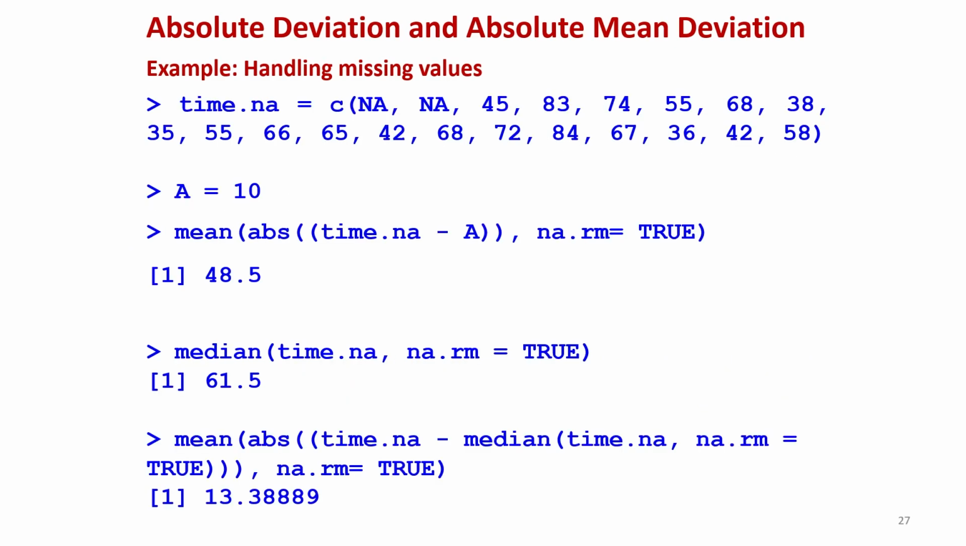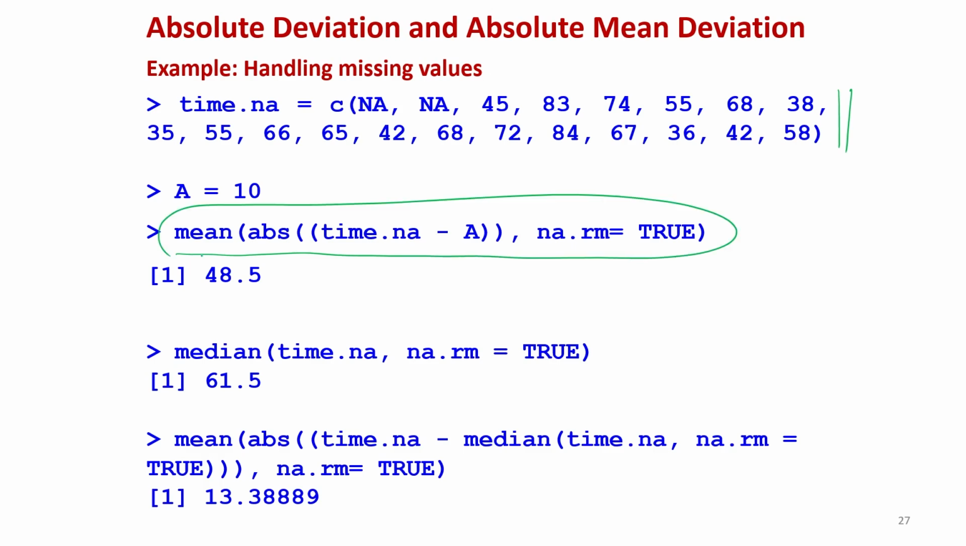And then now this is my data time.NA, A is equal to 10. And then I try to compute the absolute deviation from this missing data, and it comes out to be 48.5. Then I try to use the median and I try to use this absolute mean deviation, which comes out to be 61.5. And based on that, I try to replace this and compute the absolute mean deviation based on this median. So this comes out to be 13.38, which is again much smaller than the absolute deviation.